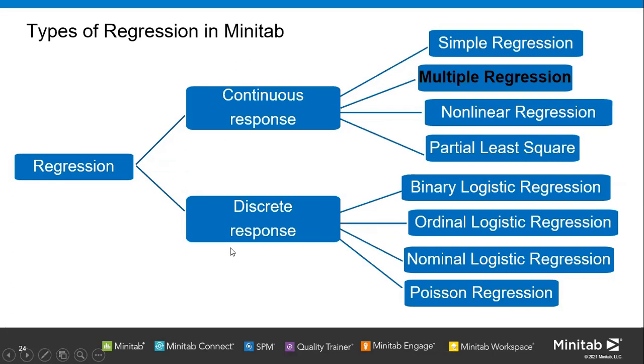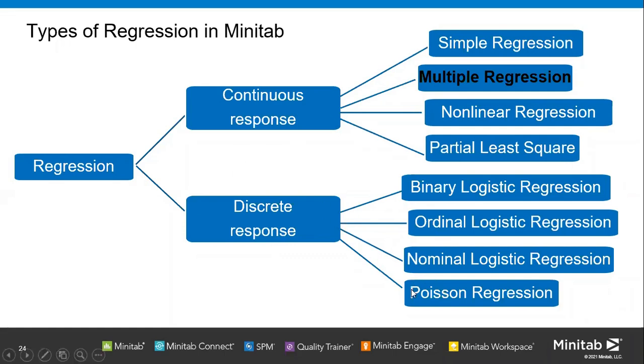And then if your response is binary, having two outcomes like accept or reject, fail, go or no go, you can go for binary logistic regression. If your y is ordinal, something like low, medium, high, you can go for ordinal logistic regression. If your y is nominal, something like low, high, medium, you can go for nominal logistic regression.